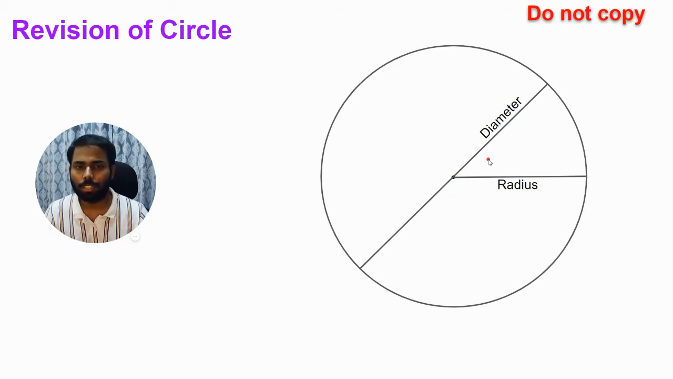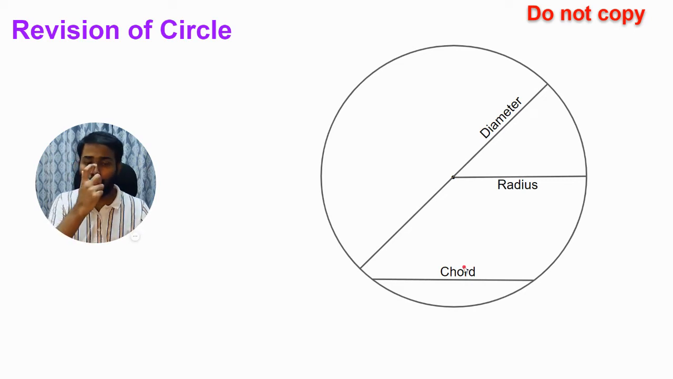Okay, next, what if you draw a line which is joining 2 points on the circle but it is not passing through the center? सर्कल के 2 पॉइंट्स को ज्वाइन कर रहा है बट सेंटर से पास नहीं हो रहा है. What will you call that line? You will call that as chord. Okay, so this segment is called as chord.